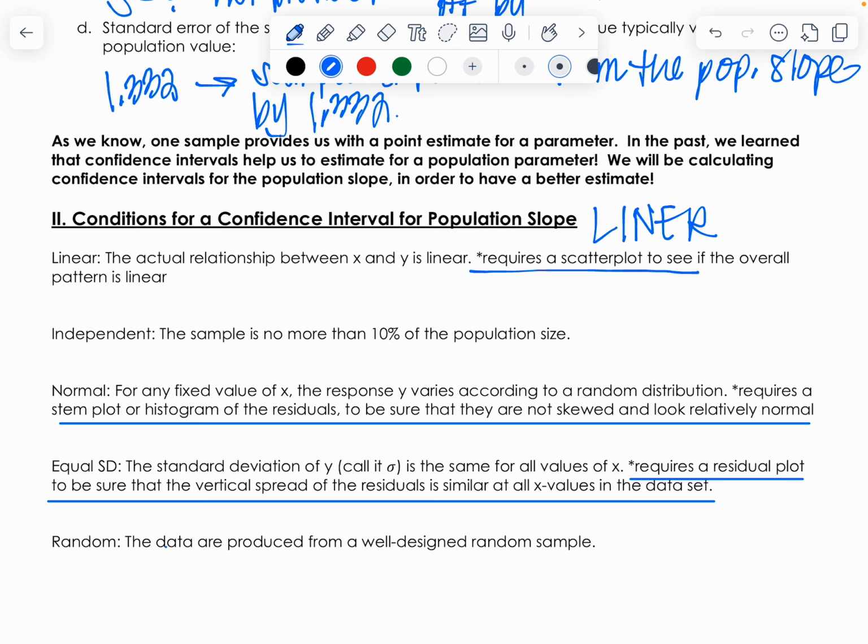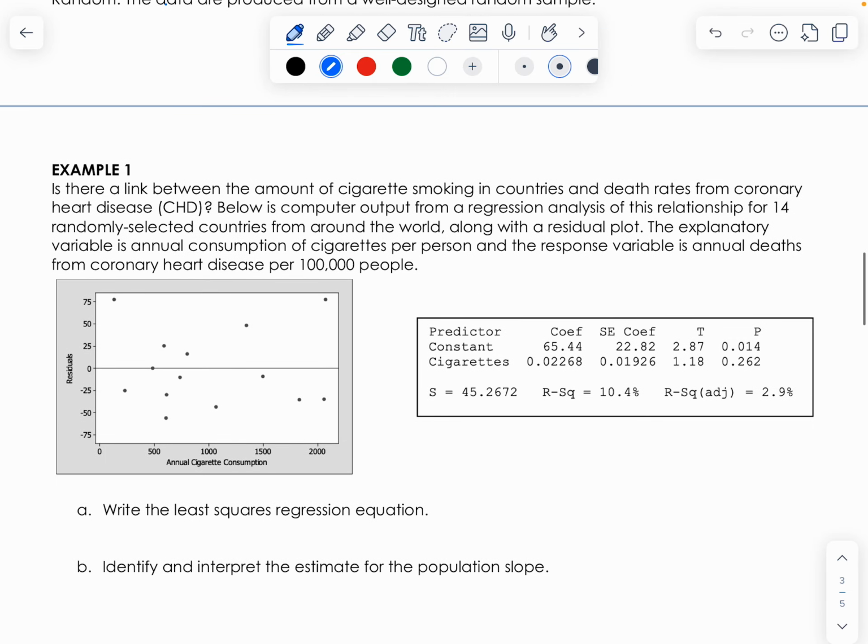And then E, equal standard deviation. We have to be sure that our residuals are balanced vertically. All right, so here's an example.